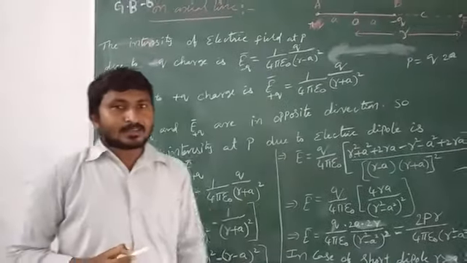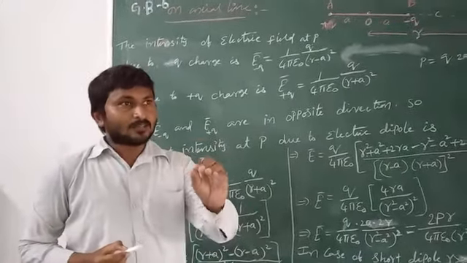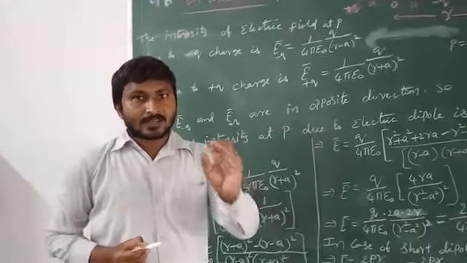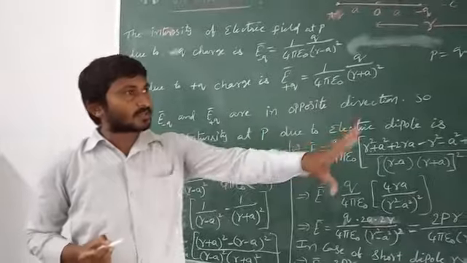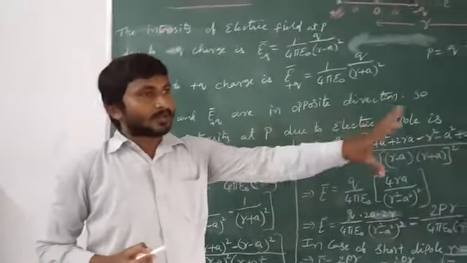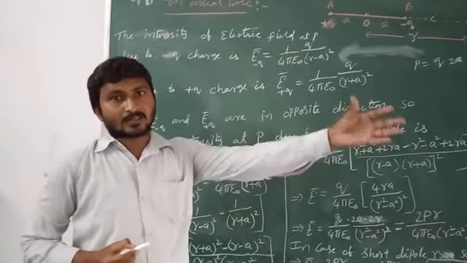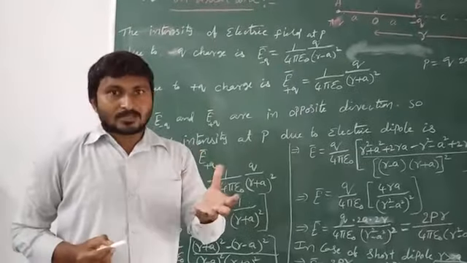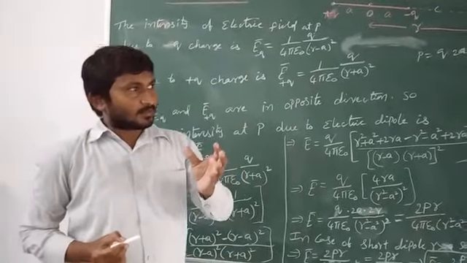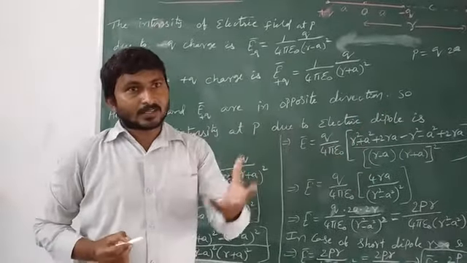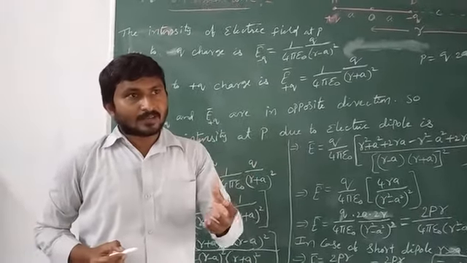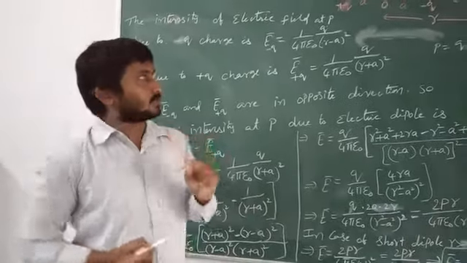Because the intensity of electric field always acts along the direction of force, that is, in the direction in which force acts on a unit positive charge carrier. If it is a positive charge, the intensity of electric field is away from the positive charge. If it is a negative charge, the intensity of electric field acts towards the negative charge.